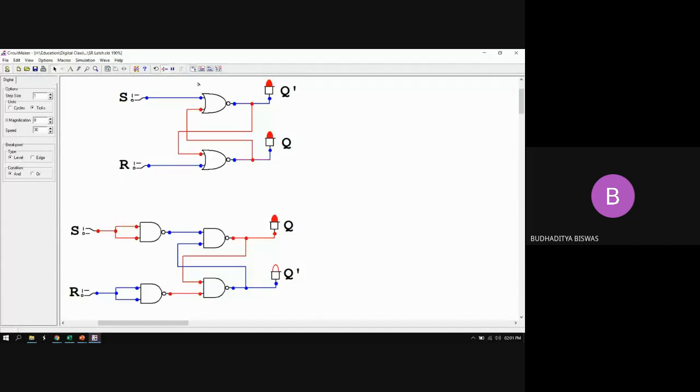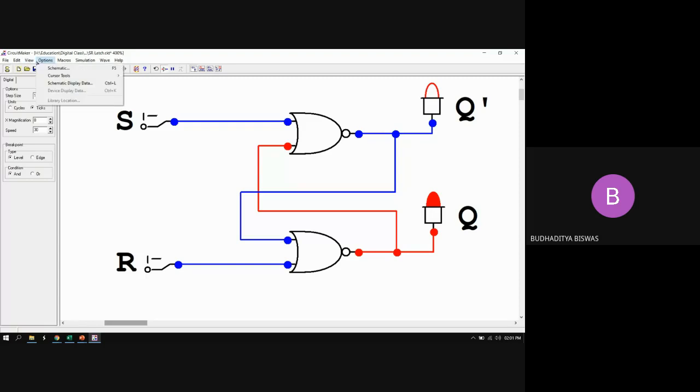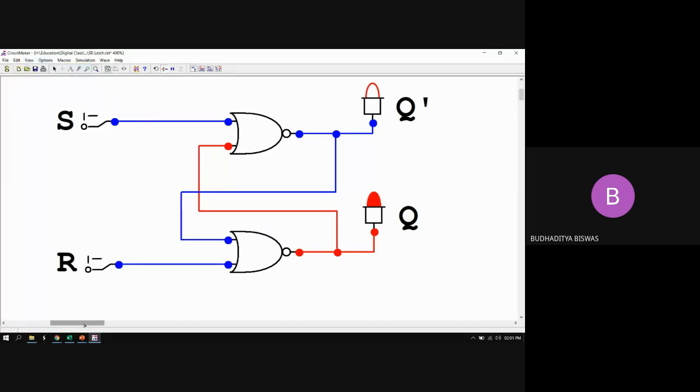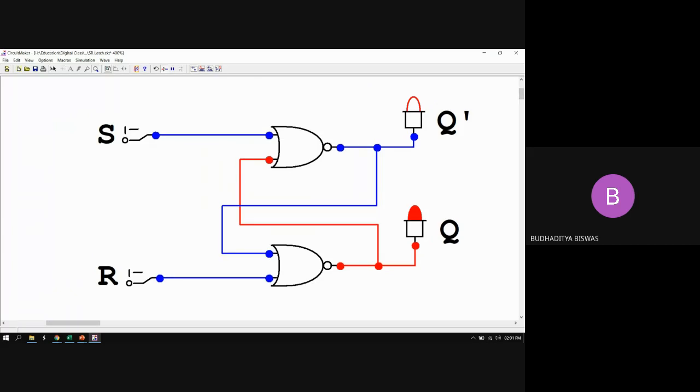So I run the circuit. After running the circuit, you see this one is actually fluctuating. Now you see the operation. What is the property of the two input NOR gate? Just look at the first figure. Let me zoom this one. In this design, only NOR gates are used, two input NOR gates.